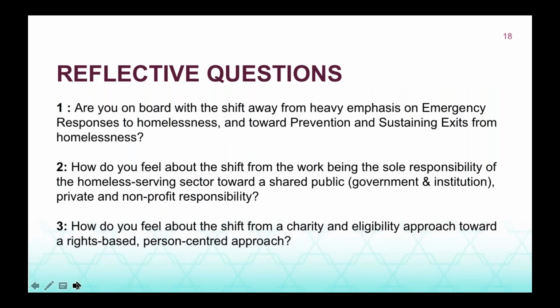So to wrap up this section, here are some reflexive questions that you can start to begin thinking about either personally or to discuss with your teams or your community. The first question is, are you on board with the shift away from a heavy emphasis on emergency responses to homelessness and toward prevention and sustaining exits from homelessness? The second is, how do you feel about the shift from work being the sole responsibility of the homeless serving sector toward being a shared public, both government and institutional, private and nonprofit responsibility, so a collective responsibility? And third, how do you feel about the shift from a charity and eligibility approach toward a rights-based, person-centered approach?